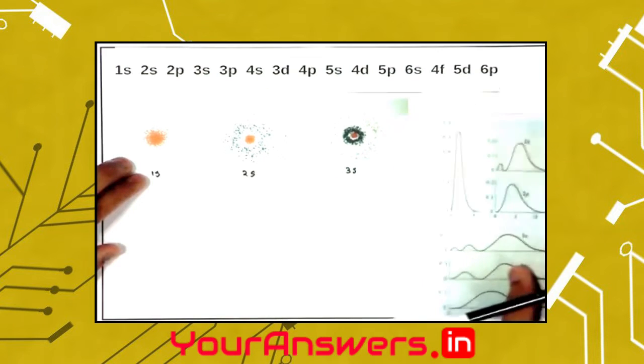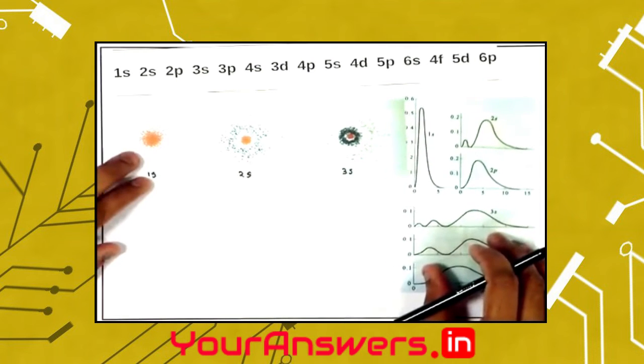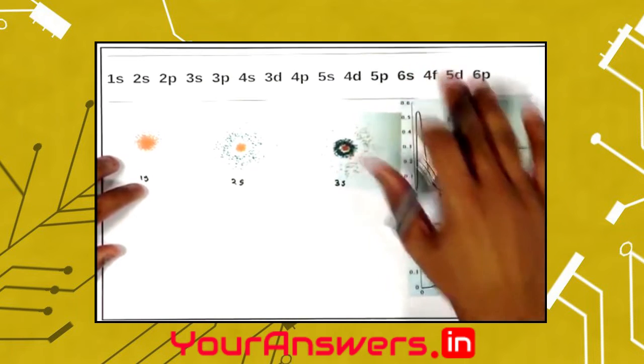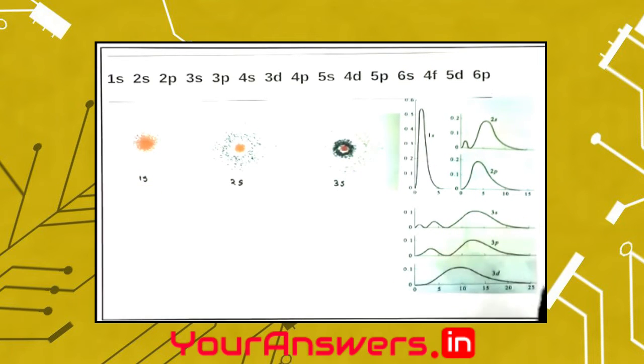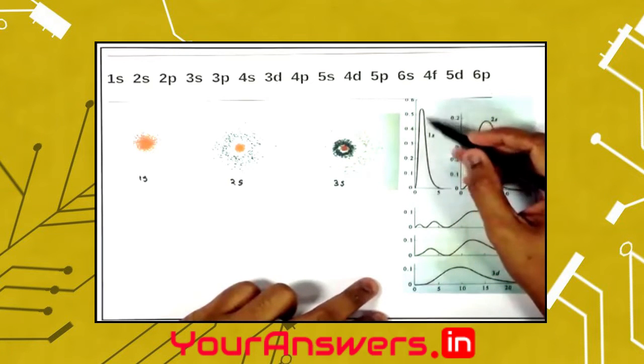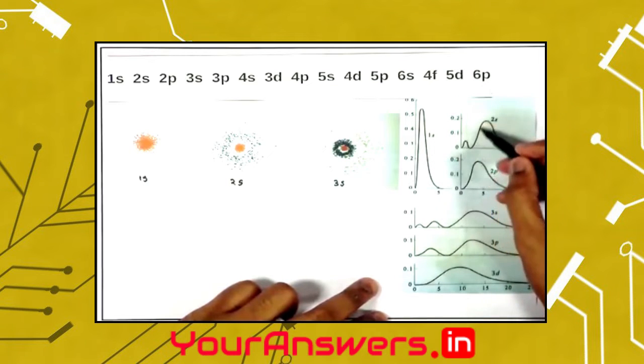We also discussed the probability distribution plot like this. In this plot, if you remember, we discussed that this is the probability distribution of the 1s orbital. This was the probability distribution of the 2s orbital.